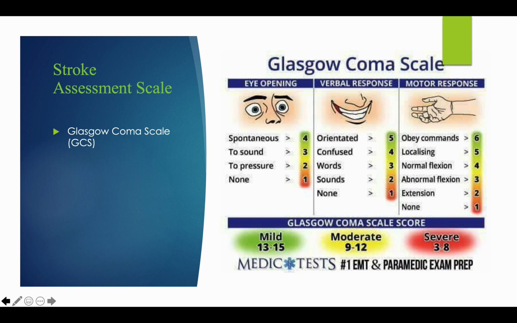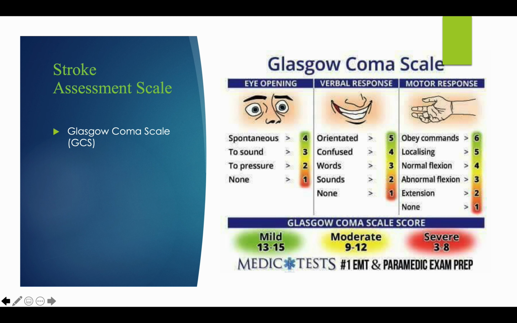Verbal response: if they are alert and oriented times 4, they would receive a 5. If they're confused, they would receive a 4. If they only have inappropriate words or some words, that would be a 3. If they only make sounds that you can't understand, that would be a 2. If there's no sound at all, or if the patient is intubated, then they would receive a 1.